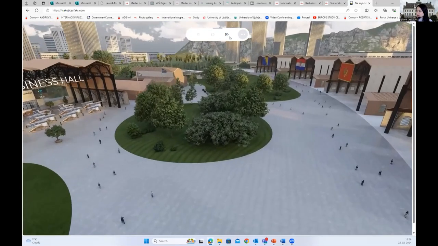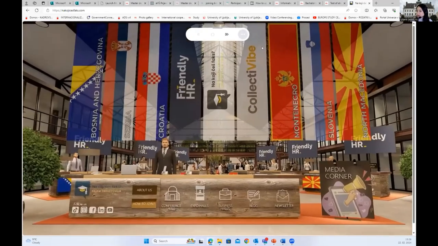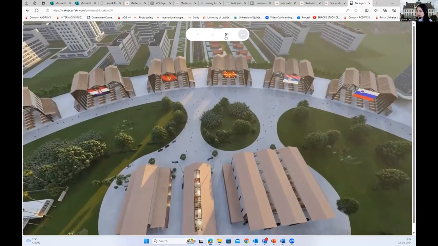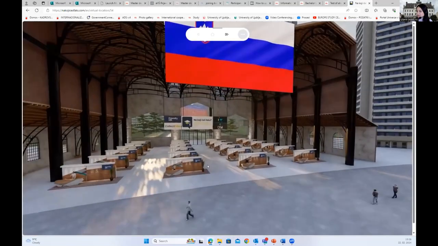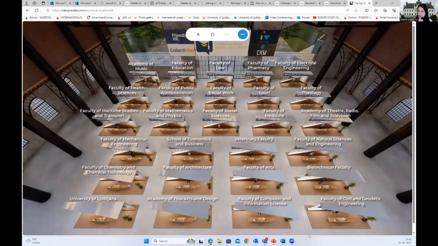And you can also skip this step, of course. And then you will come here to these flags, and you can choose Slovenia, where you can find Slovenian universities. Here is University of Ljubljana. And as you can see here, you can find all 26 members of our university.